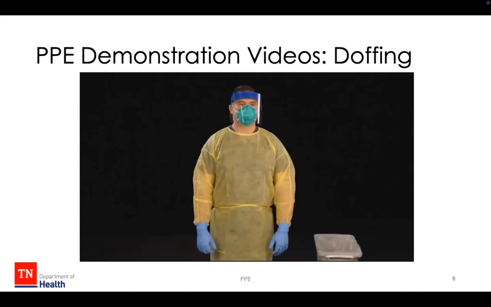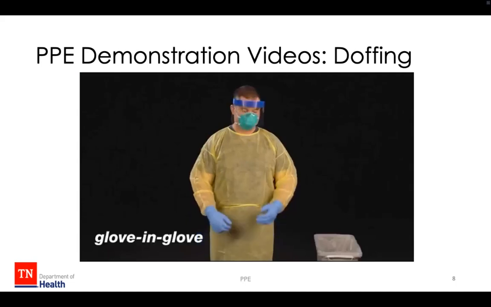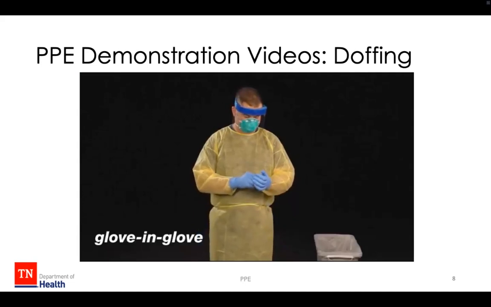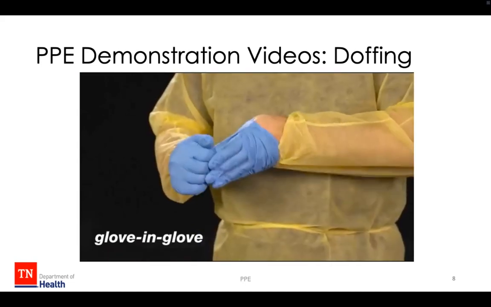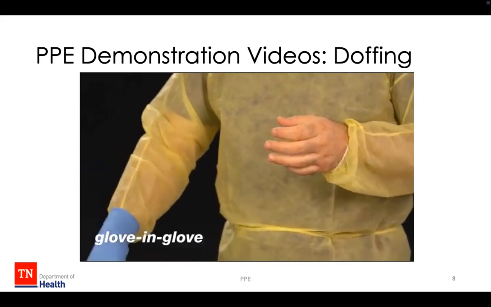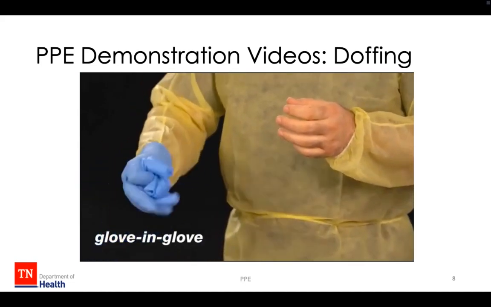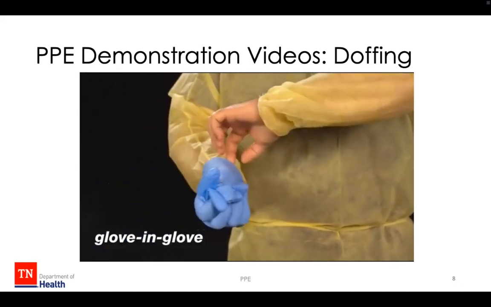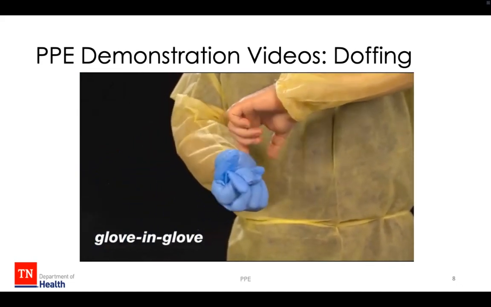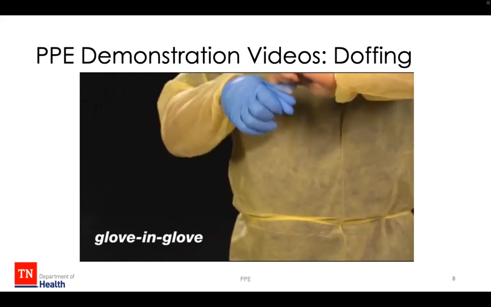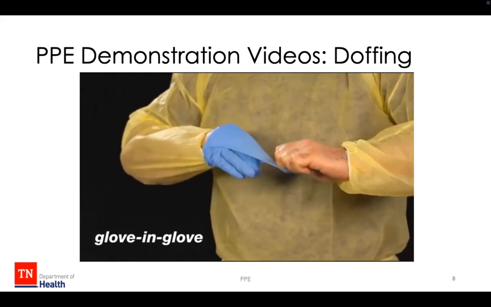Remove and discard your gloves. Gloves can be removed using more than one technique. For the glove-in-glove technique, pinch the outside of the glove near the wrist. Peel downwards, pulling the glove inside out. With your ungloved hand, slide your finger under the wrist of your remaining glove. Again, peel downwards, turning the glove inside out.